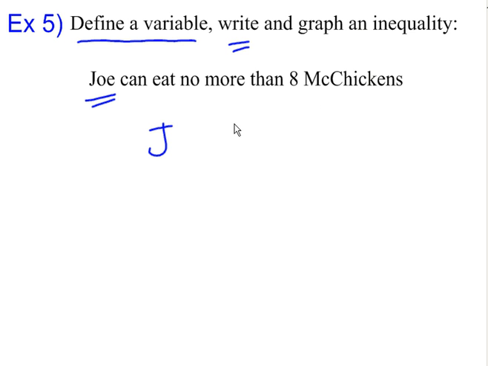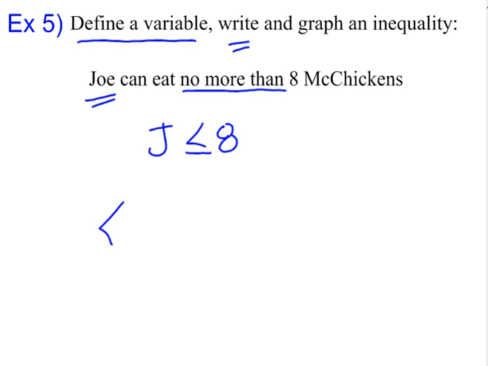So we know we need the number 8 because of the 8 McChickens. So no more than, and we wrote that down earlier, no more than. What sign is that going to be? That means he can eat at least 8, but no more than 8. So he can eat less than that. So here now we have our inequality.